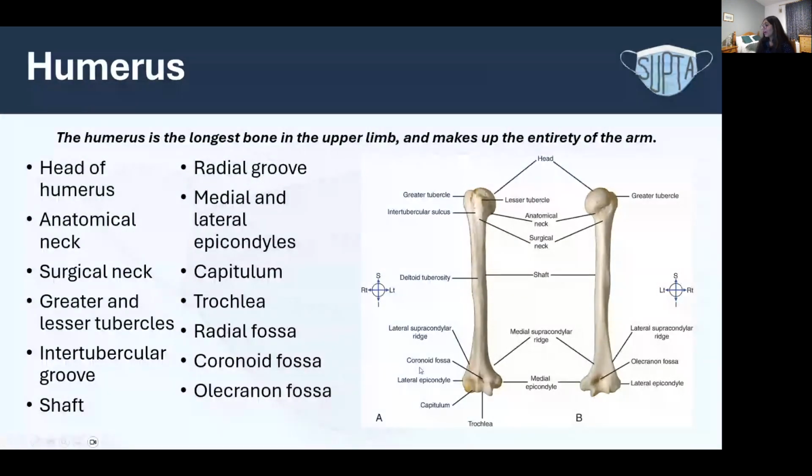We also have our epicondyles, which are again clinically important in cases of epicondylitis. They can get inflamed, they can get affected. The capitulum, trochlea, radial fossa, coronoid fossa, olecranon fossa, all of these structures are important because this part of the humerus, the distal part of the humerus, articulates with the radius and the ulna. And when we discuss the radius and the ulna, we will also discuss these points in more detail, and that's when it will all click.